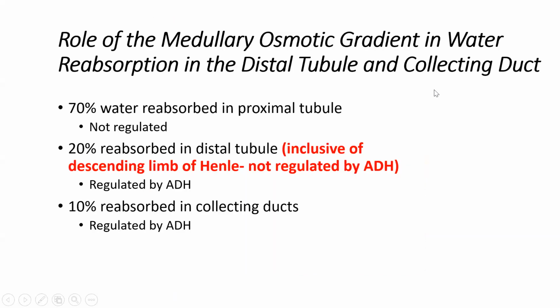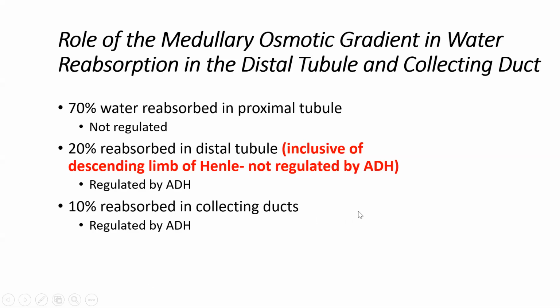All right. So now we're gonna summarize all that we've spoken about and talk about how the distal parts of the nephron have a more regulated reabsorption of water. And this is a summary of how water is reabsorbed through the entire nephron. So we saw that 70% of water is reabsorbed in the proximal tubule. This is not regulated. This happens via solute reabsorption. And we said that that water simply followed.